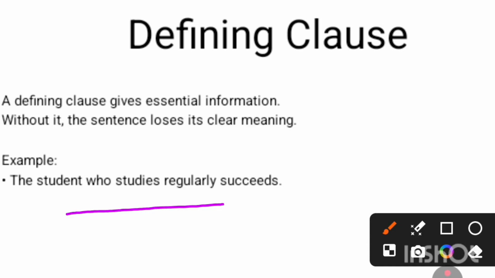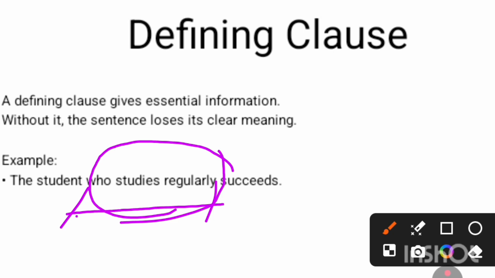And in a non-defining clause, friends, at that time we have to use a comma after student and a comma after this part regularly. So this is the difference. That means the sentence is almost the same, only there will be a separation of this subordinate clause by commas from two sides. From two ends we have to put down commas. If the commas are given, it is non-defining. If the commas are not used, it is defining. Friends, I think you can understand. And obviously there is a difference in meaning.